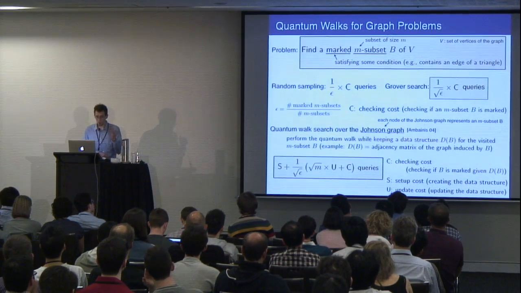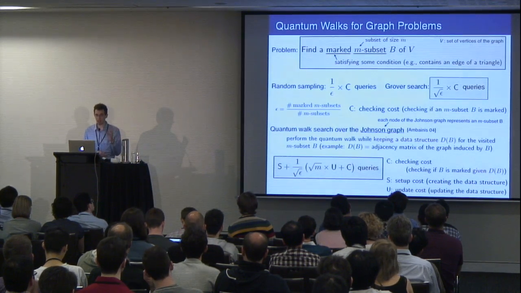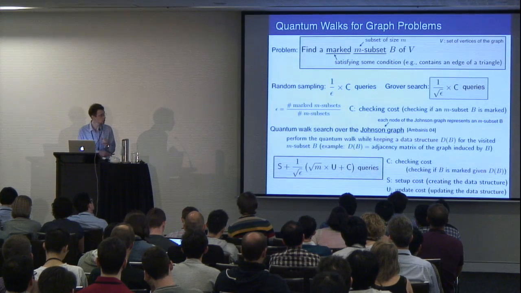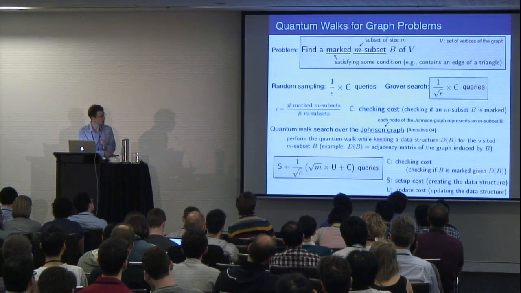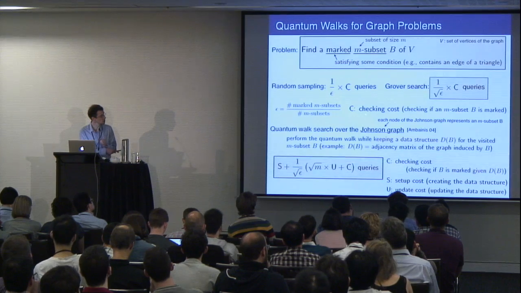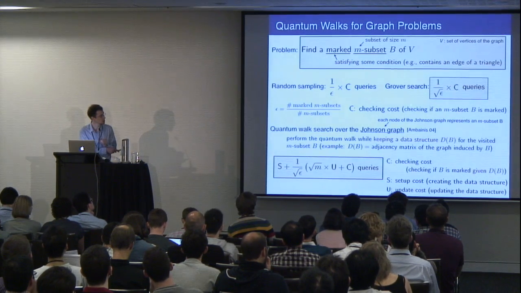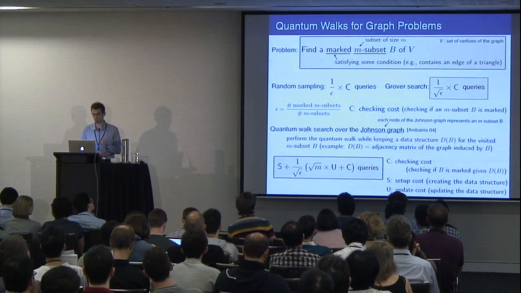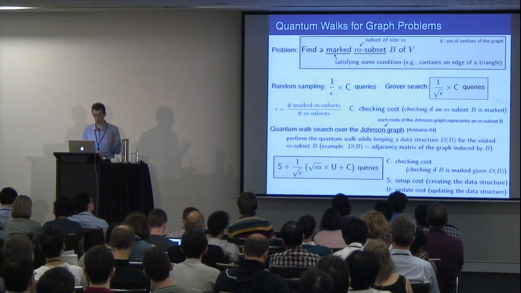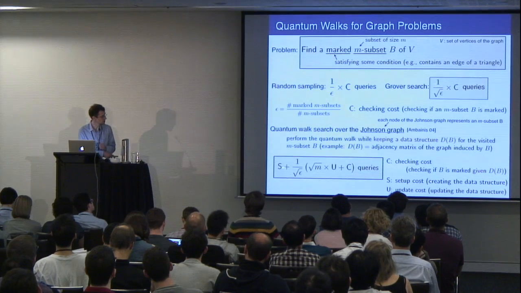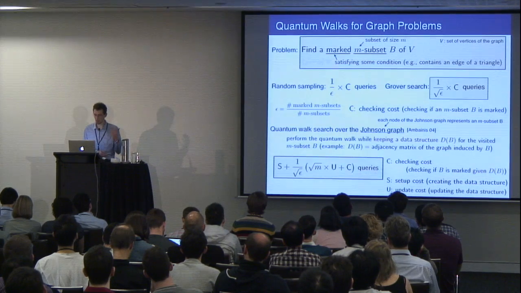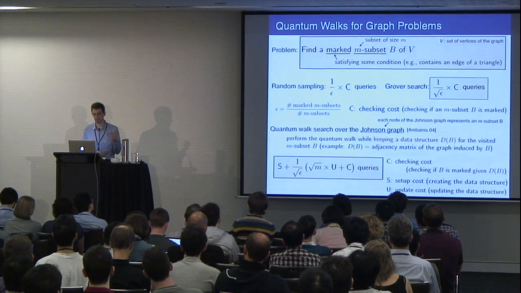Okay? And the point is that the data structure will typically record relevant information about the problem, about the graph, so it will be easier to check if B is marked when you have the data structure. So this cost C will typically be smaller than the cost C in the Grover search where there is no database. Okay? This is why quantum walk search can be faster than Grover search. But of course, we have to consider the additional costs, S and U. So this quantum walk search can only be faster if S and U are low enough.